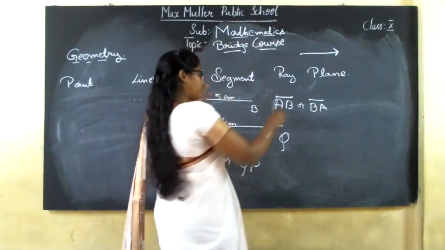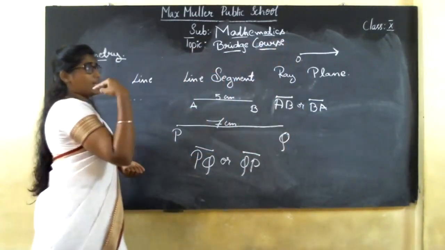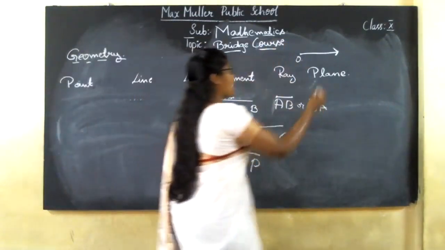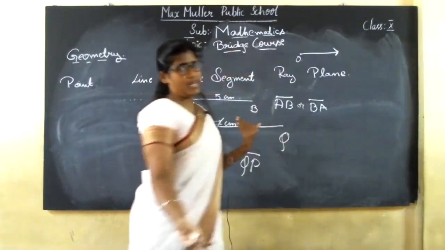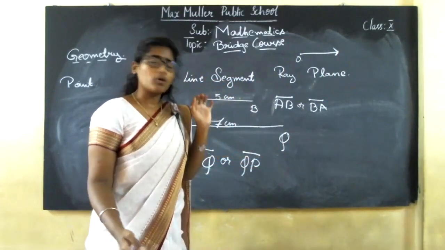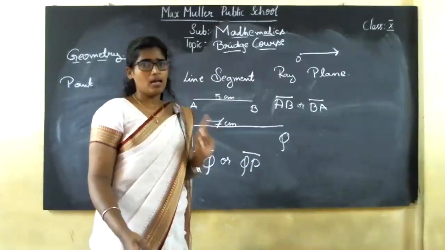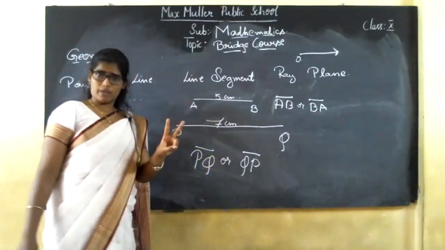Correct? So, in a ray, it has one fixed point and the next point is an extended line. It is your wish; you can extend it to whichever length you want. So, what is a ray? It has one fixed point. Clear? The line segment has two fixed points.